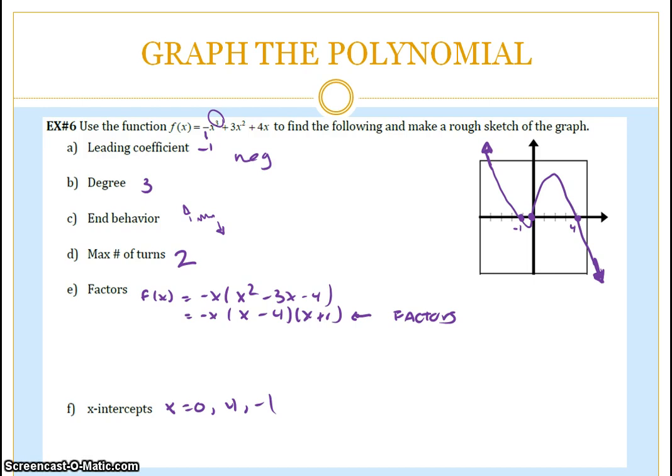That is how we sketch polynomials, and in class we will do an investigation looking at whether it's going to cross the x-axis or just come down and touch it and come back up again.